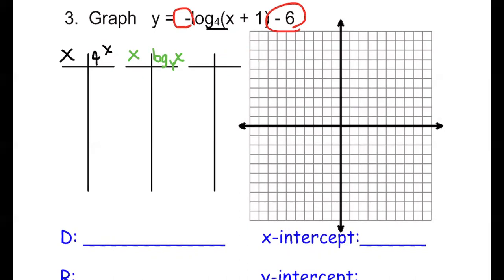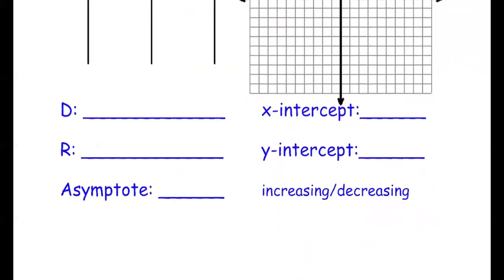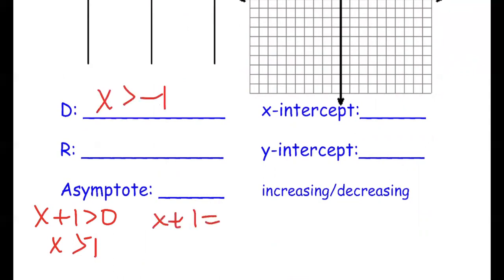Negative y minus 6. Now, as far as the x values are concerned, if we go down here, x plus 1, where is x plus 1 greater than 0? That tells you your domain. X is greater than -1. Where does x plus 1 equal 0? That tells me my asymptote. That's at -1. So x equals -1.